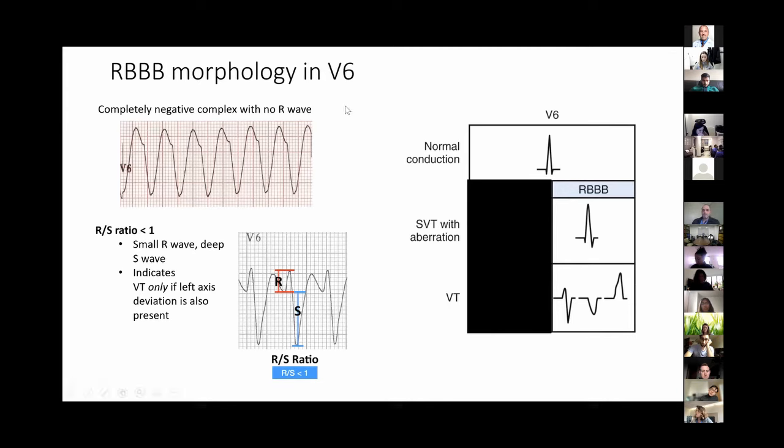And then in V6, same principle. If there are QS waves completely, that's suggestive of VT. And if you have something called RS ratio that is less than 1, and you see the picture, how do you calculate this? So first R wave. Essentially, if the R wave is really, really small compared to S, it's not normal to have that, because look here in this little diagram how a normal right bundle branch is going to look in your lead V6. So those are the morphological criteria.